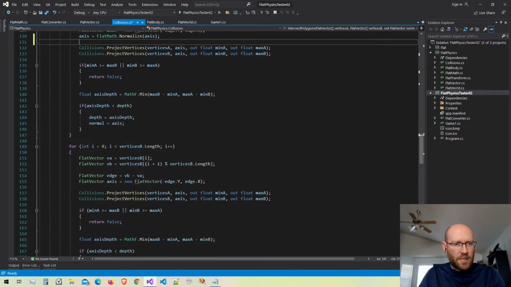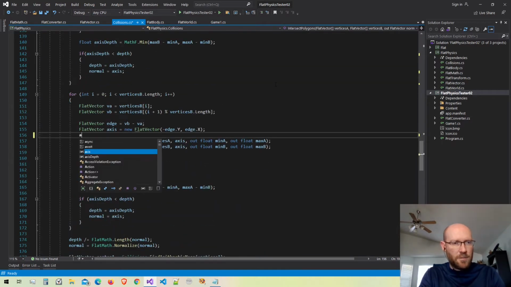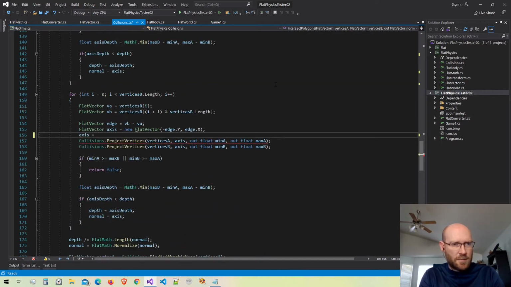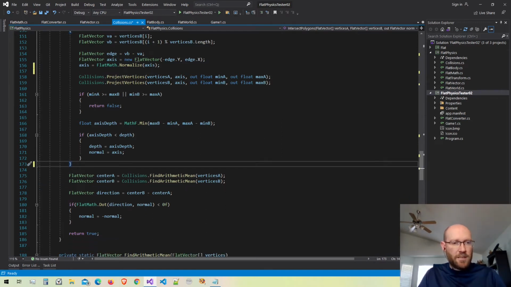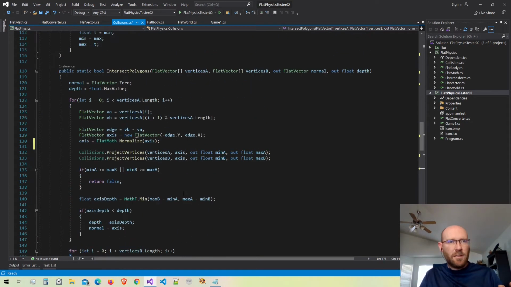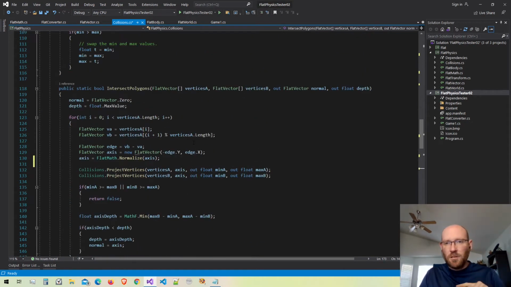Okay, and then same thing for the second loop. We're just going to normalize this axis. Okay, and then again, since the axis is already in normalized space, we don't need to do this code anymore where we make corrections for the depth and normal. And so we get rid of that, and then everything right there looks good. So now our intersect polygon and intersect polygon circle function will return the correct normal and depth value.